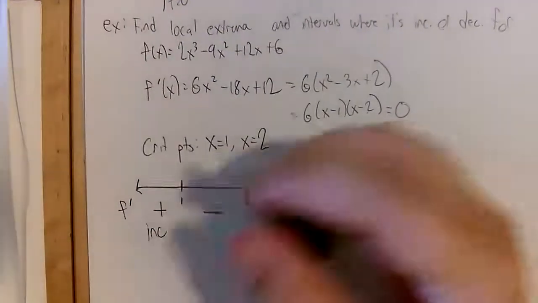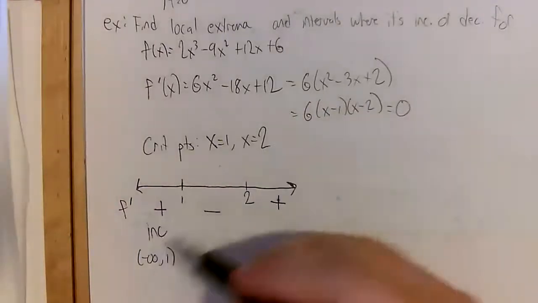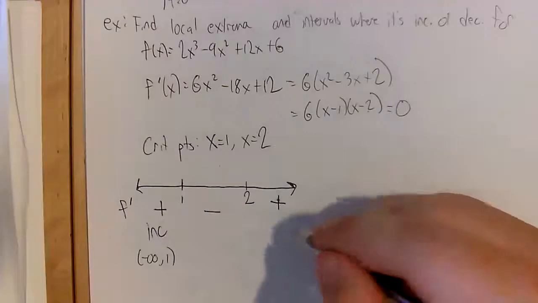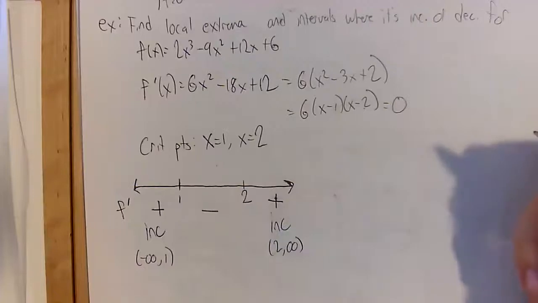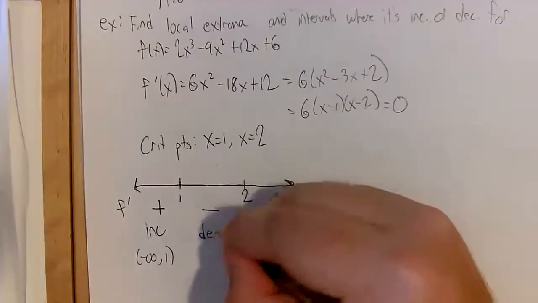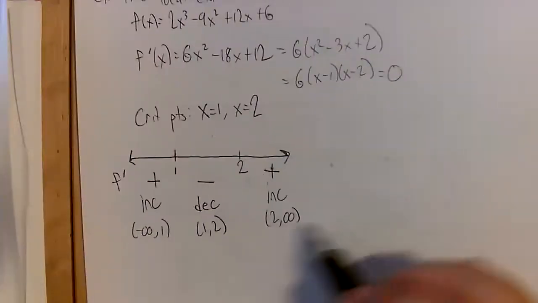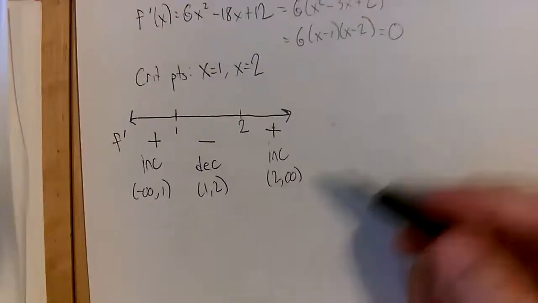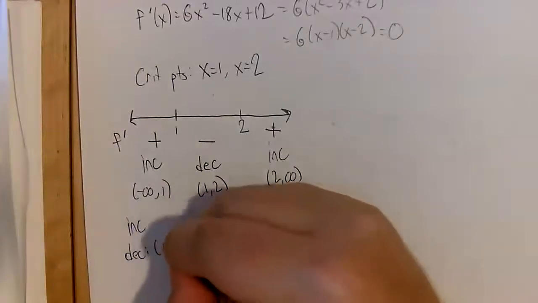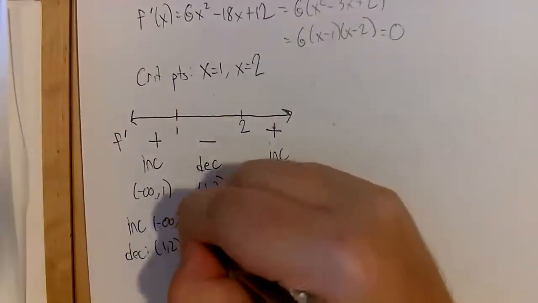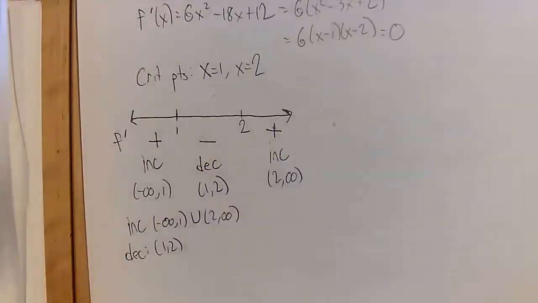So we know that it's going to be increasing in this interval from negative infinity to 1, so before 1 up to 1, and it's going to be increasing in the interval 2 to positive infinity, but for a short while in the middle here, it's going to be decreasing from 1 to 2. So we know the intervals where it's increasing or decreasing. And by the way, one common way to combine disjoint intervals like this is we would write negative infinity to 1, and then we put this U or union symbol here, and then we have 2 to infinity.